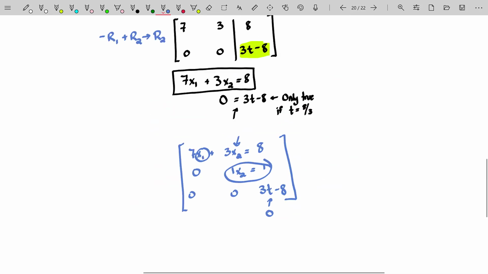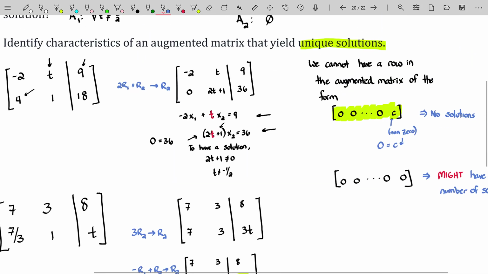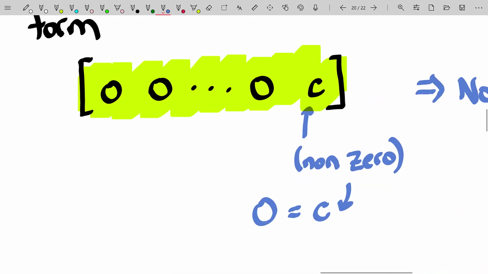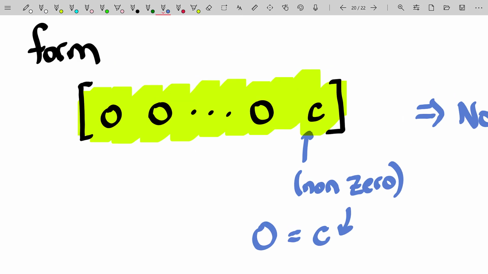However, on the other hand, if somebody gives you a row in your matrix and it looks like this, 0, 0, 0, 0, 0, and let's just pretend 10, then they're telling you, oh, by the way, to solve this, you have to prove that 0 is equal to 10. That doesn't happen. There's just no solution. So immediately I know if my augmented matrix has any row of this form, there's no solution.